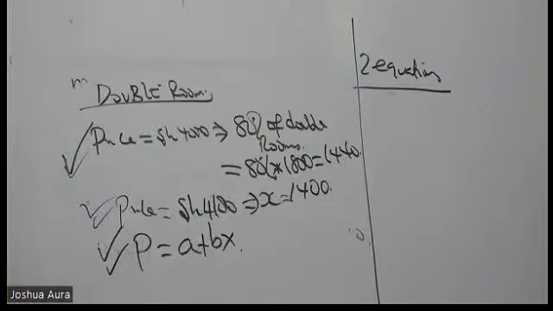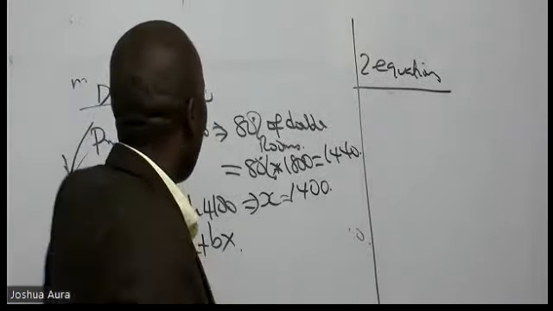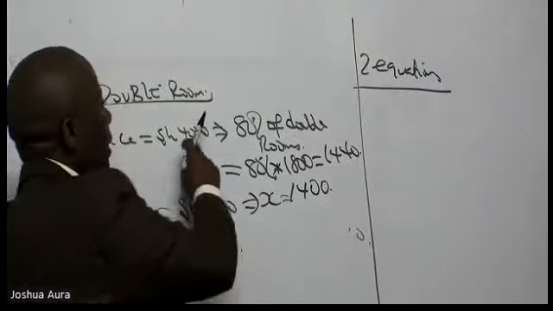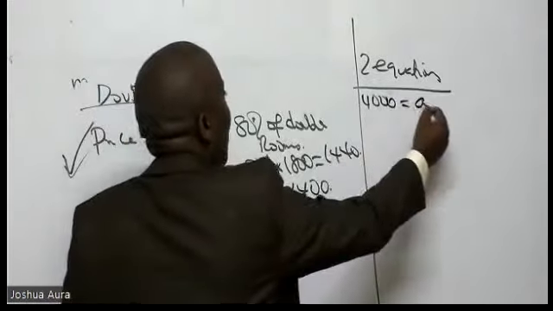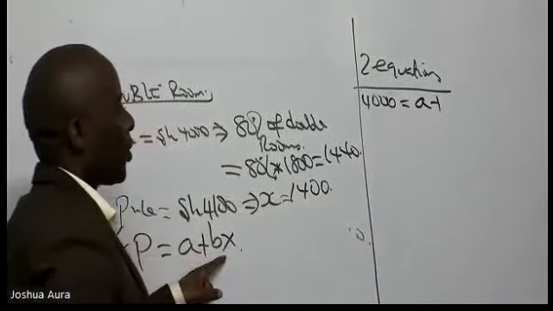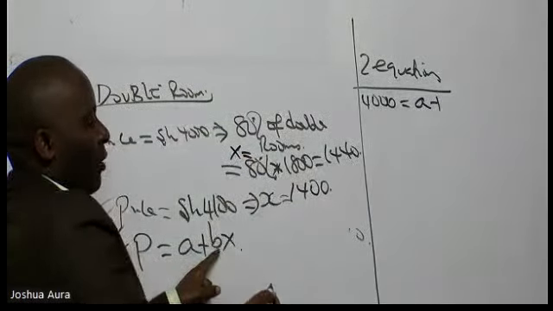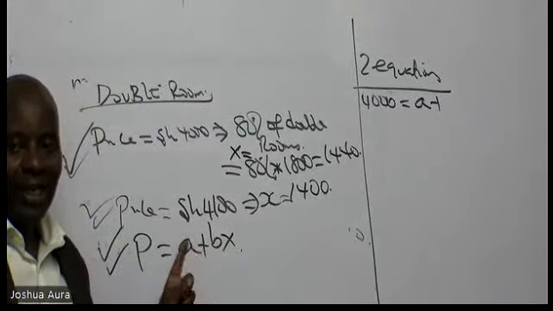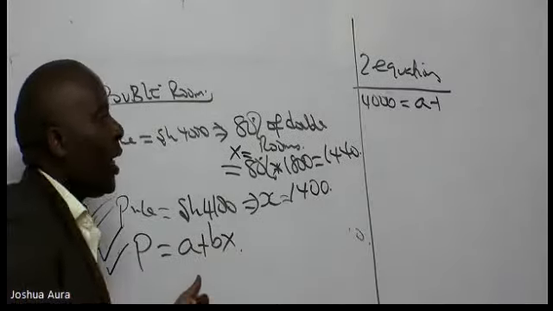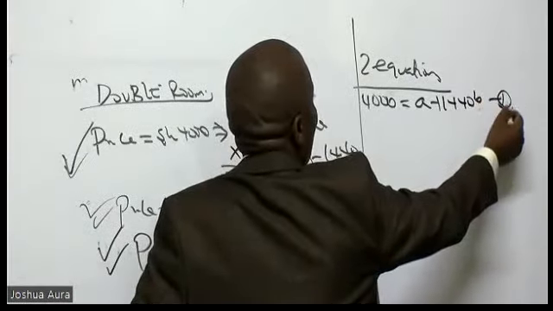So when you plug in the first point, what do we have here? The price I'm plugging in here is 4,000. The price 4,000 equals A plus BX. Remember, this is the quantity X. So B times 1440. I can't write it like B 1440, the number must come ahead. So it's supposed to be A plus 1440B, equation number 1.